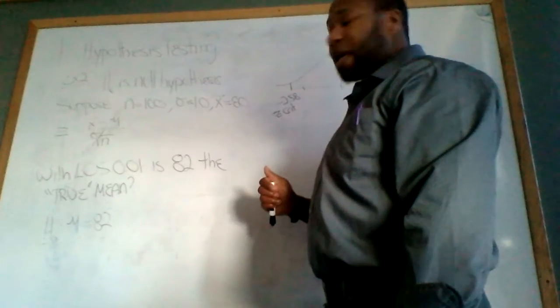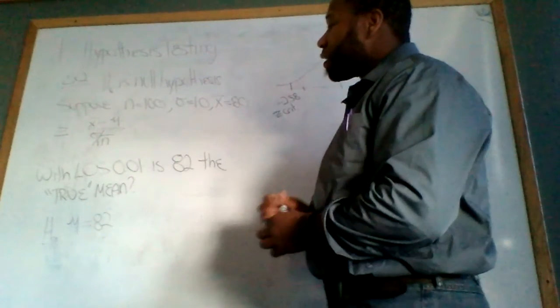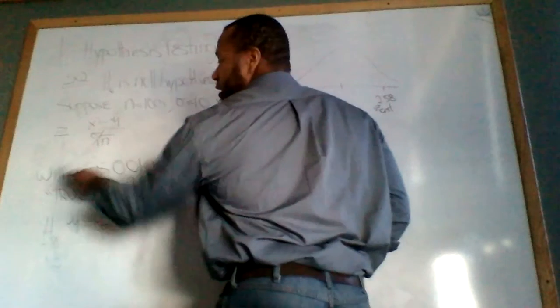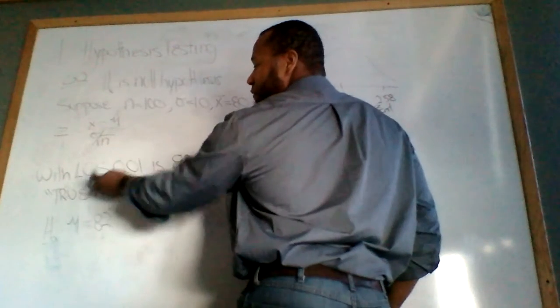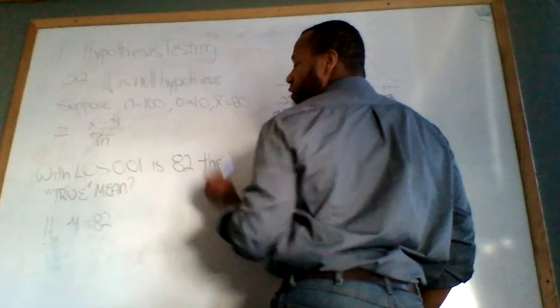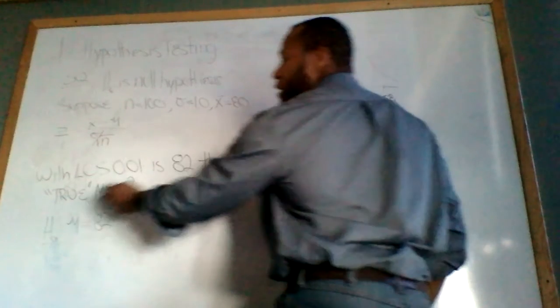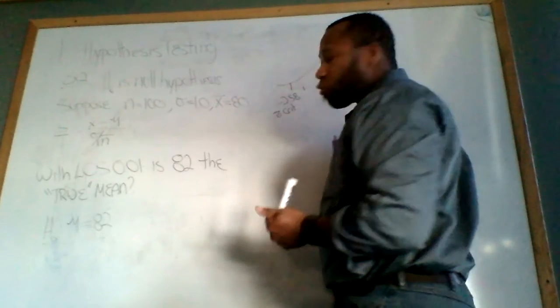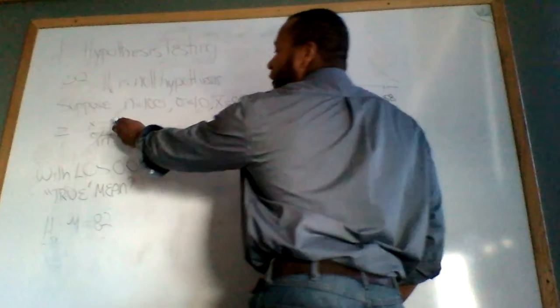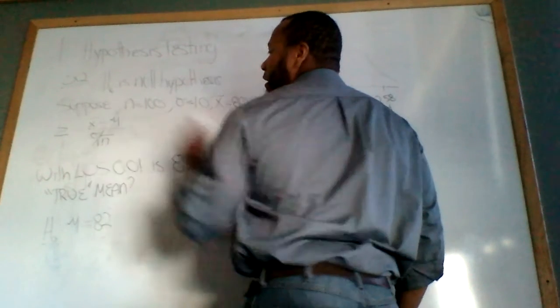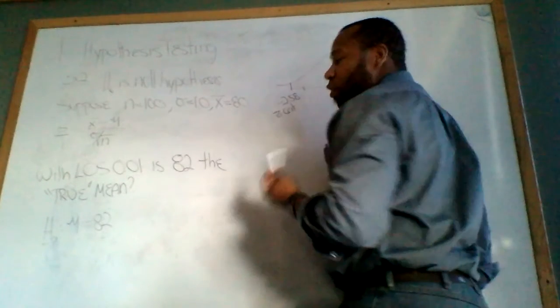Now, usually when we're asked a question where we're going to use hypothesis testing, it's set up something similar to this. With an LOS, level of significance, of 0.01, is 82 the true mean? Now, when we say true mean, we're usually talking about the theoretical or hypothesized population mean, the mu.